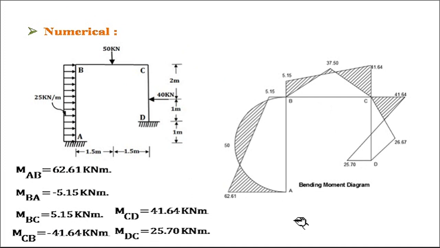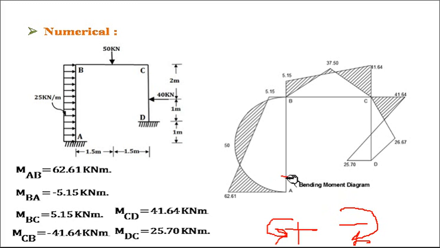Here you have to use the sign convention, that is anti-clockwise plus and clockwise as minus. So the moment in member AB is plus, and plus means anti-clockwise. It is 62.61. Now here you have to keep the pen on member AB nearer to A along the line AB. And now this moment is in anti-clockwise direction.